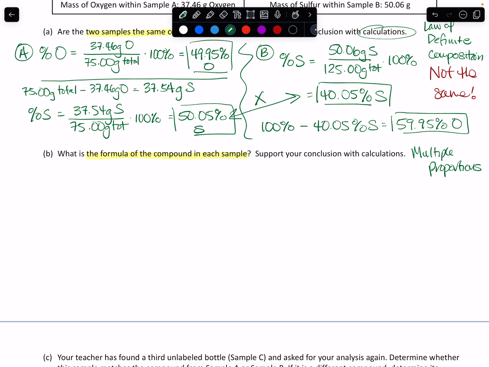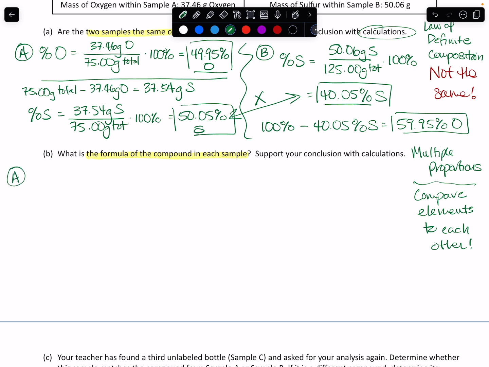Remember, for this law, you need to compare the elements to each other. So we're not going to be comparing an element to the total or an element to the sample like we did with the law of definite composition. We're going to be comparing the elements to each other. Now, you can do this a couple different ways. I'm going to show you the way I like to do it.